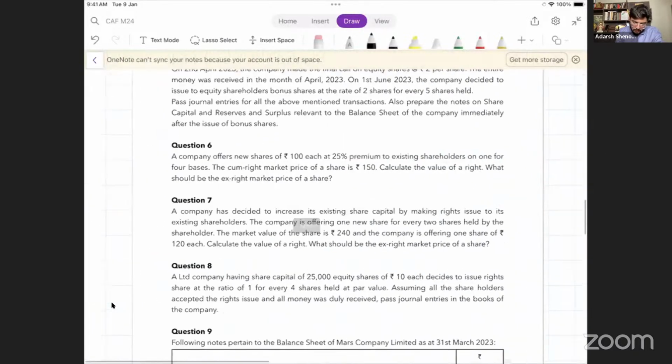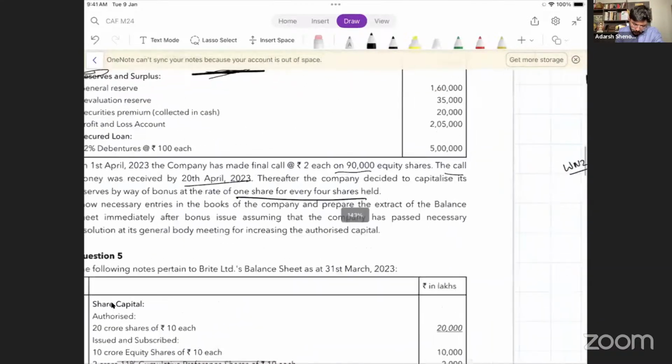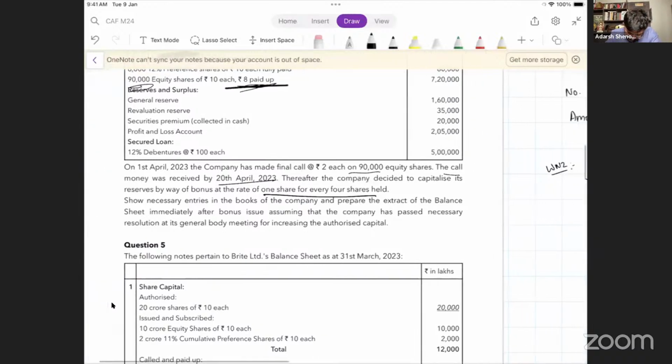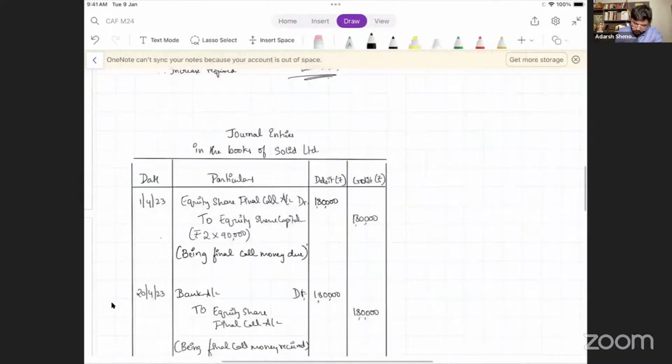Done. So we have successfully converted it into fully called shares now. Next. Thereafter, the company decided to capitalize its reserves. Okay, now we're going to go to bonus issue.